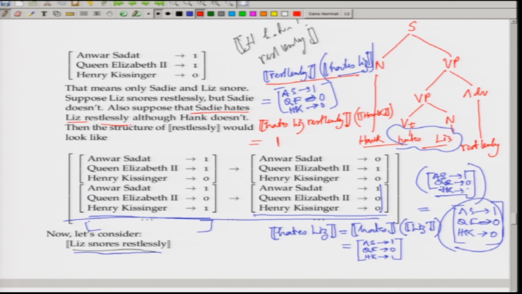Sorry, I am wrong, I was confusing Hank and Sadie. So, the value Hank is HK. HK is 0. So, now this is the desired thing, I just correct what I said, although Hank doesn't. So, Hank doesn't hate Liz restlessly, and that is what we get as an answer, right. So, this is what we wanted also. This is how we see that this is fine, the way we have constructed this function.